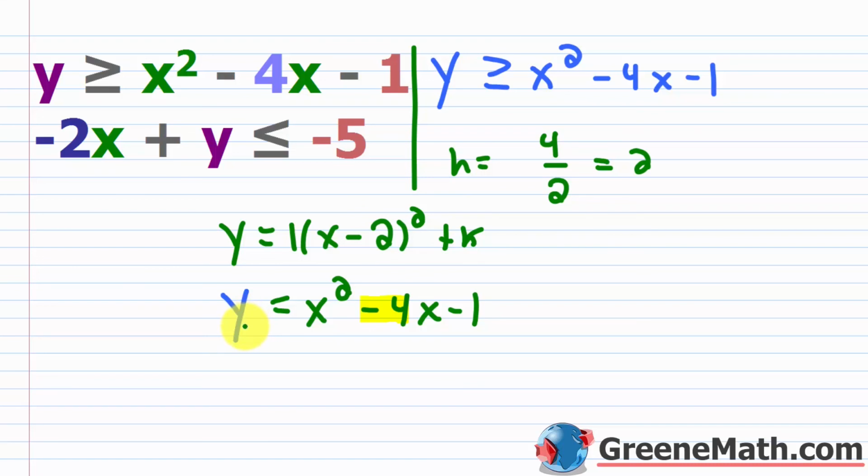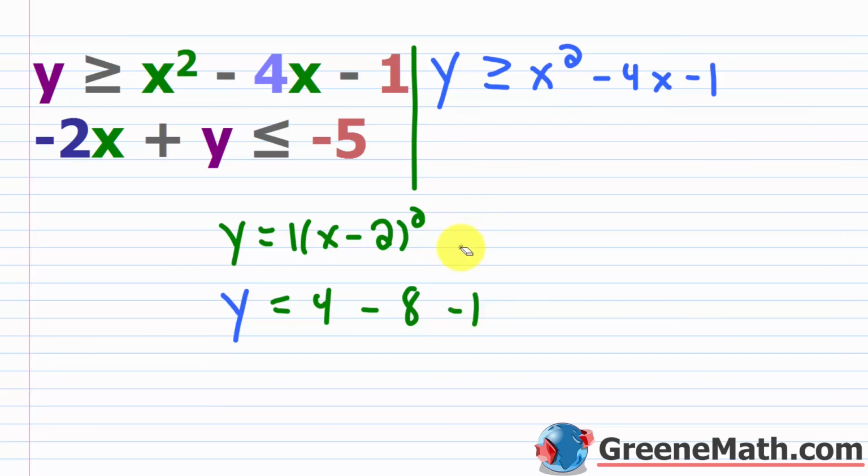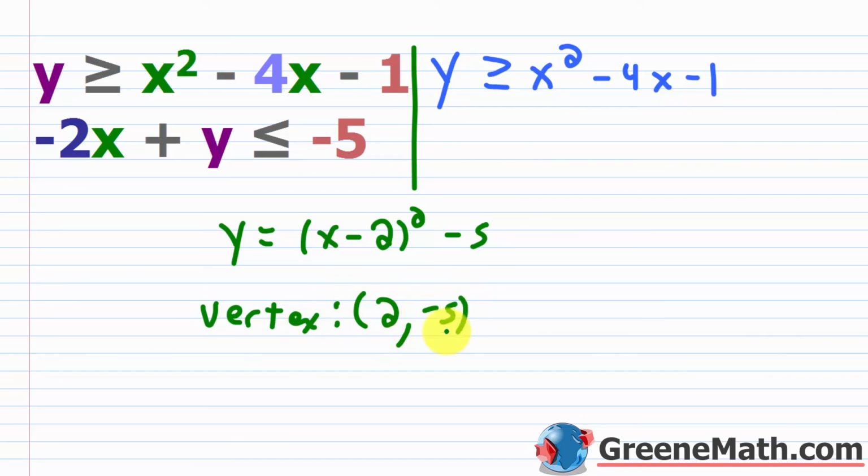I know I have the y notation, but basically you're just plugging in a 2 for x and seeing what you get. So 2 squared is 4. Then minus 4 times 2 is going to be minus 8. And basically what you have is 4 minus 8 is negative 4. Minus 1 is negative 5, right? So this is minus 5 here. So once we have it in this format, we know that the vertex occurs at 2, negative 5, okay?